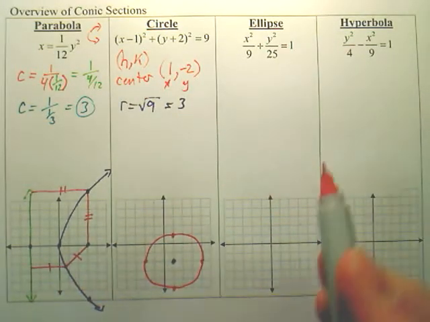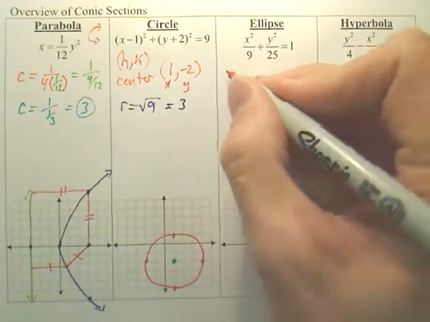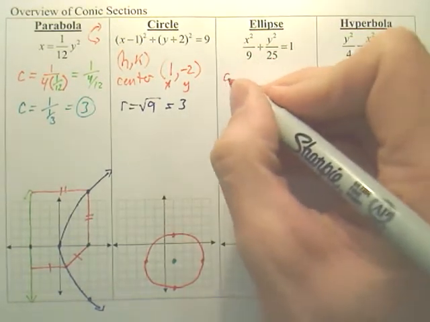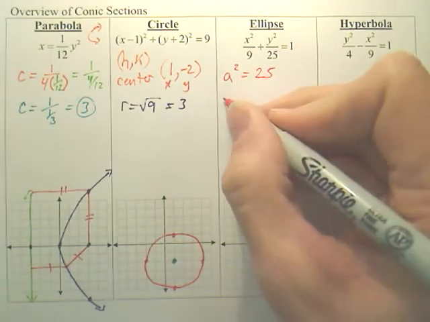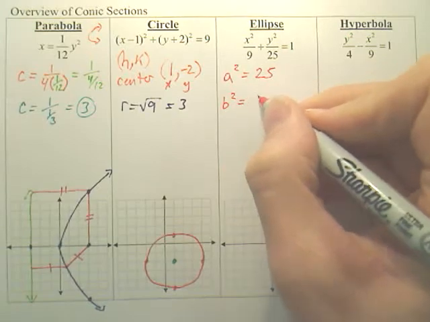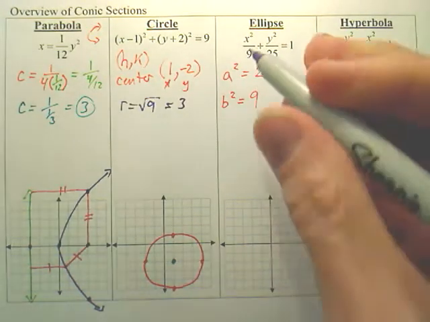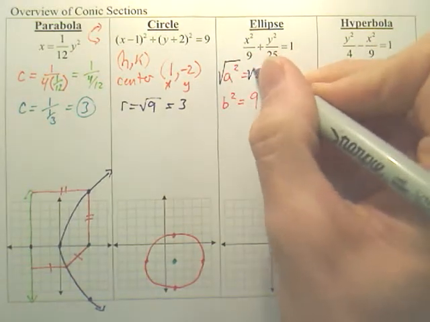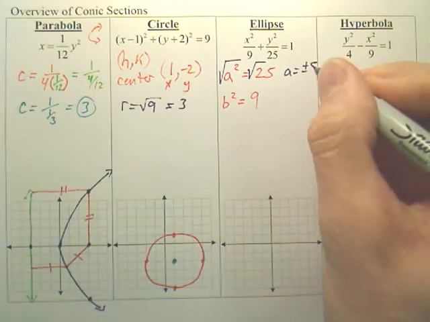Okay, so parabola, circle. The next one's the ellipse. For the ellipse, you take these two values. The biggest denominator is your a squared. So your biggest denominator is 25. Your smaller value is b squared, for an ellipse. Now, what those values mean is, we solve for a. So what you're going to notice is a is going to be plus or minus 5.